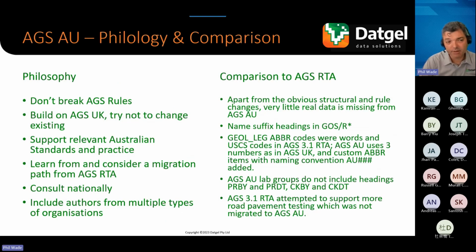So when we developed this, the philosophy was not to break any of the rules of AGS format, which in AGS RTA we did, one or two, and not to change things that don't need to be changed. Just try to build on top. Support the relevant Australian standards. Learn what was done in AGS RTA and migrate what's useful. Get a lot of input from people. Have a range of different inputs involved in the small group that wrote it, with different experiences.